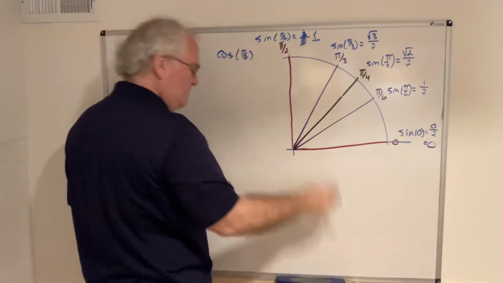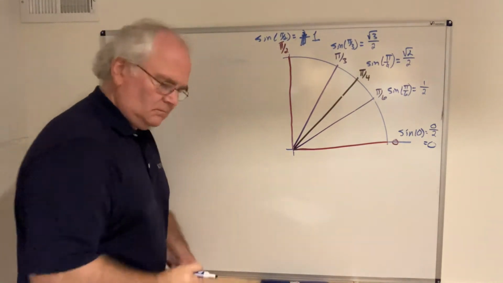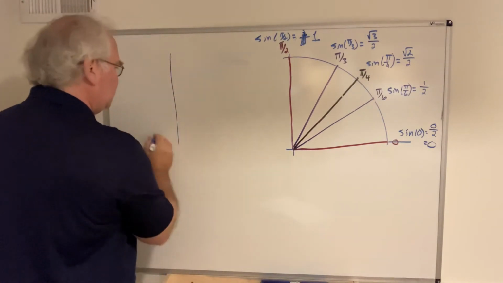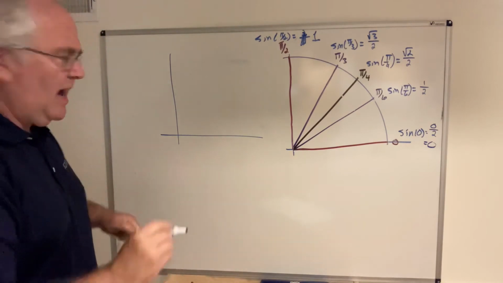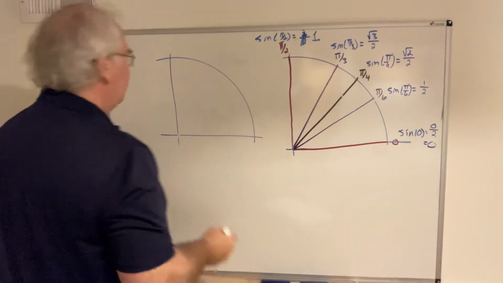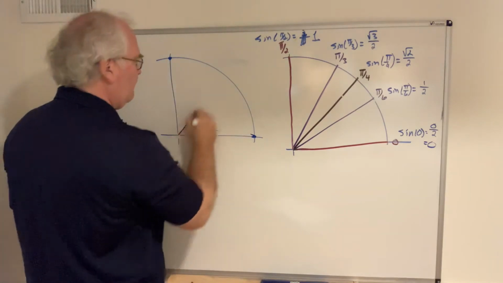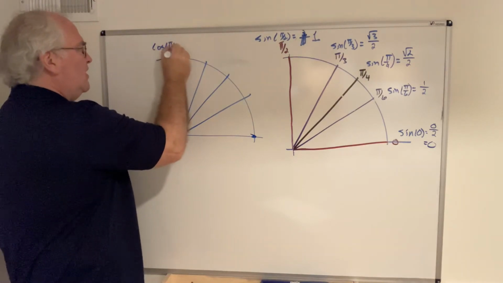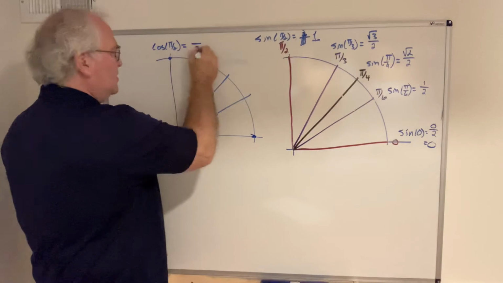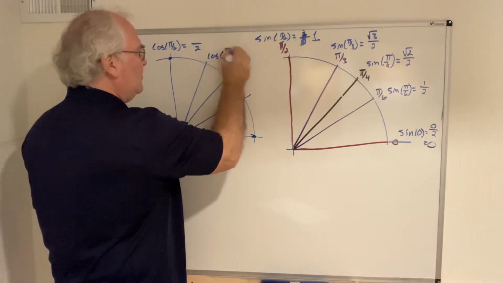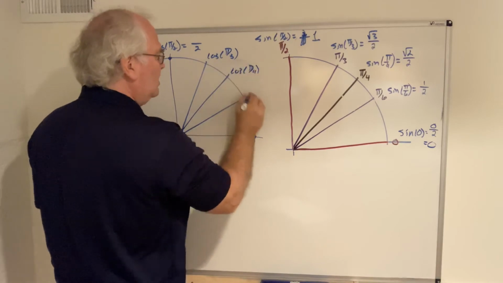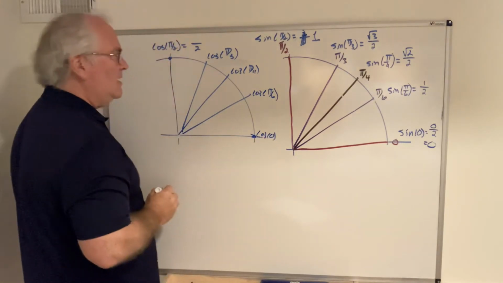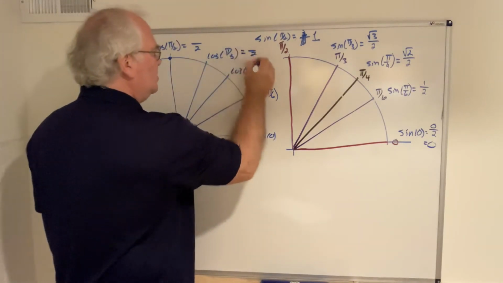So cosine of pi over 2. Let's make a new picture. Now, eventually, you don't need the picture because you can see it in your mind's eye. Trigonometry is a very visual subject. All right? Cosine of pi over 2 is going to be over 2. This is cosine of pi over 3, cosine pi over 4, cosine pi over 6, and cosine of 0. All right? Each of these is going to be over 2.